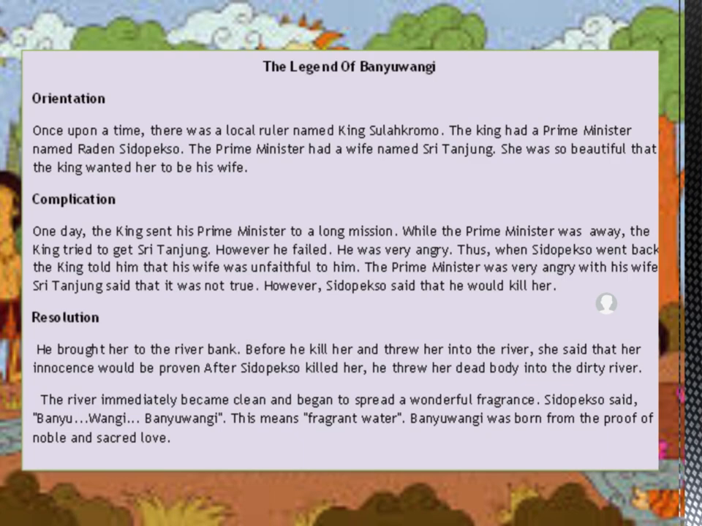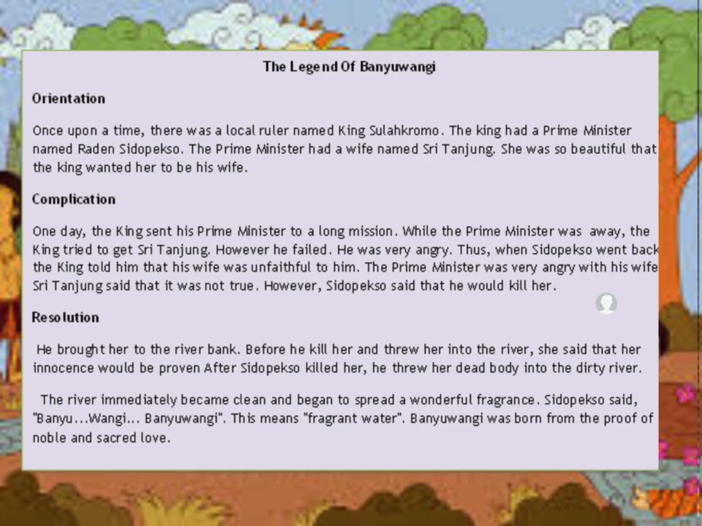Resolution part. He brought her to the river bank. Before he killed her and threw her into the river, she said that her innocence would be proven. After Sidopukso killed her, he threw her body into the dirty river. The river immediately became clean and began to spread a wonderful fragrance. Banyuwangi, Banyuwangi, Sidopukso said. This means fragrant water. Banyuwangi was born from the noble, the beauty, and the sacredness of love.